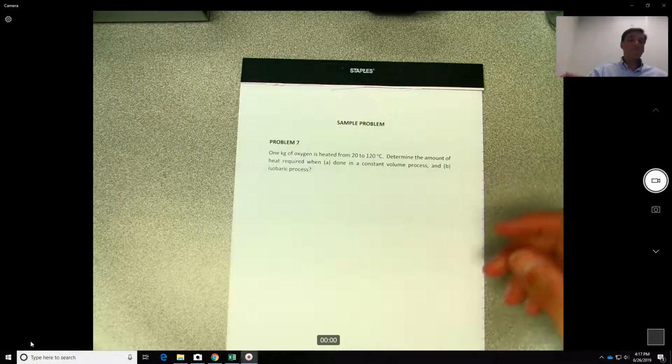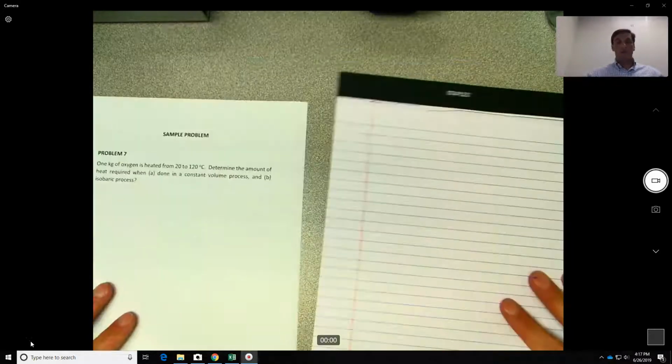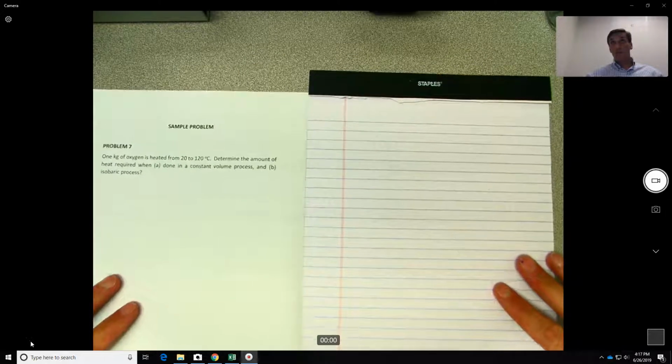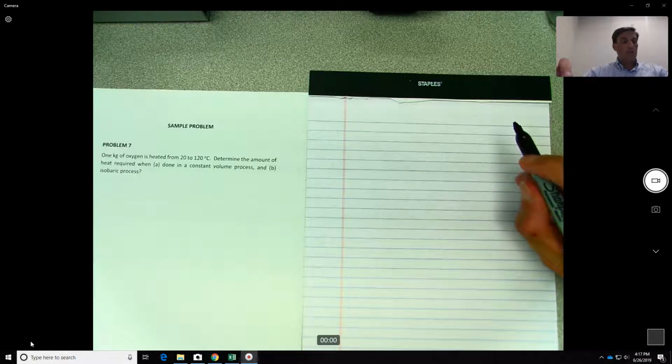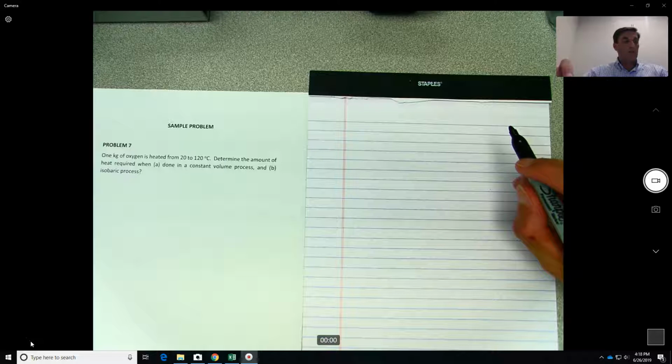Okay? So let's read the problem. 1 kilogram of oxygen is heated from 20 to 120 degrees Celsius. Determine the amount of heat required when done in A, a constant volume process, and B, an isobaric process.